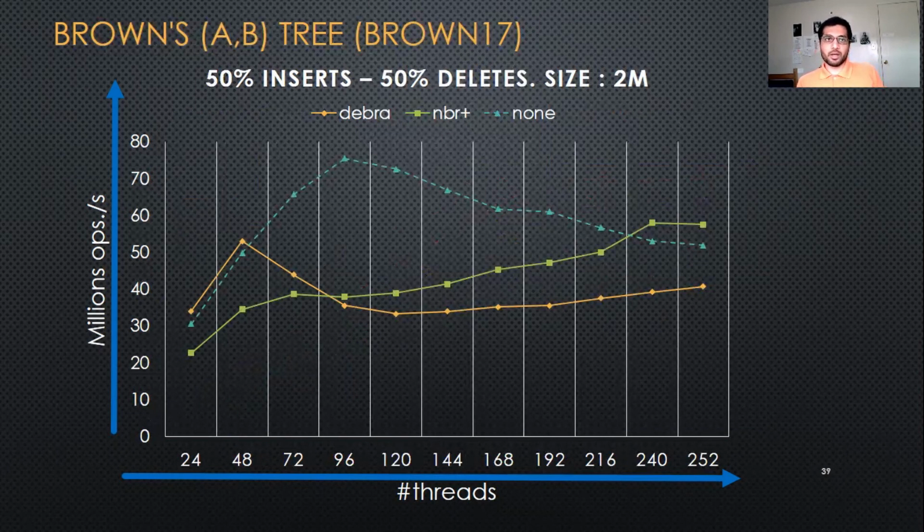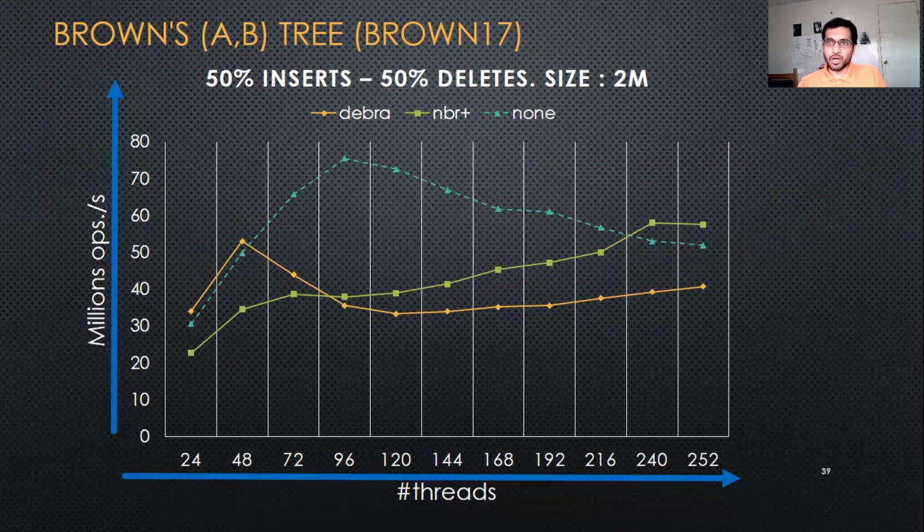Now, comparing NBR plus on Brown's AB tree, one point to be noted here is that we do not compare it with hazard pointers and other reclamation techniques, because Brown's A-B tree is not applicable to hazard pointers. As we have seen, hazard pointers don't apply to some data structures where a sequence of logically related nodes could be traversed. So hazard pointers in this case do not apply to Brown's A-B tree.